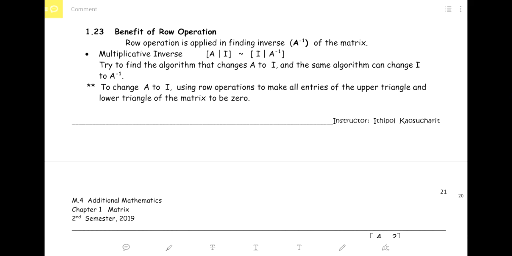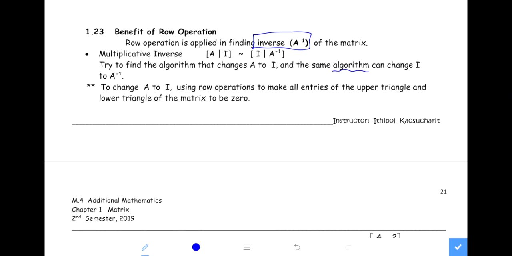I put down the benefits of row operations. Benefit number one: we can find inverses from row operations. The key idea is here. You have to write matrix A and I together, and then do some operations to make I show up at the front, and this new matrix that you get will be the inverse of this one. I will show you how to do that. You're just gonna have to use some algorithm.